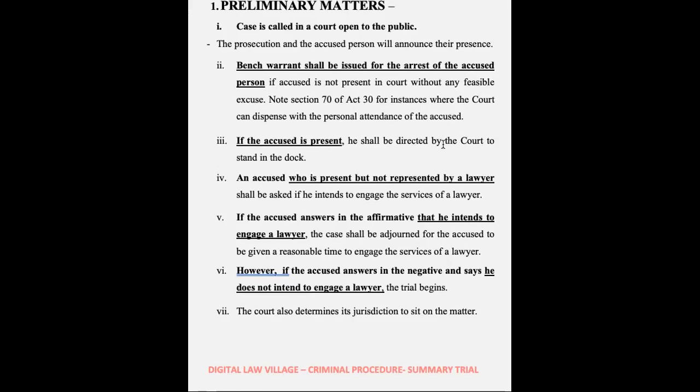If the accused is present, he shall be directed to stand in the dock. If he doesn't have a lawyer, he shall be asked if he intends to engage the service of a lawyer. If he says yes, the court shall adjourn and afford the accused person reasonable time to engage the service of a lawyer. But if he answers in the negative and says, "My Lord, I do not intend to engage a lawyer," then the case will proceed.